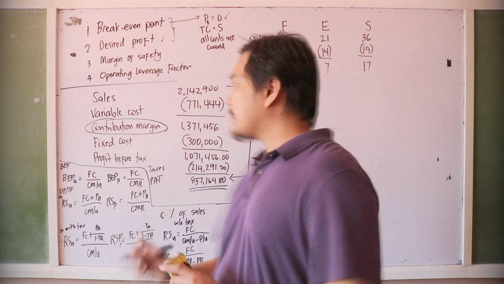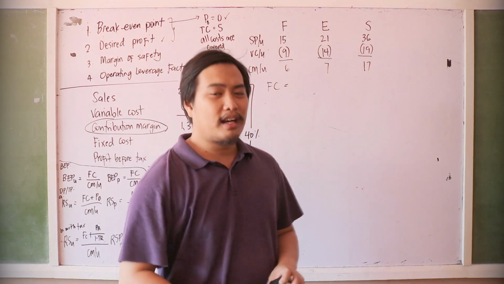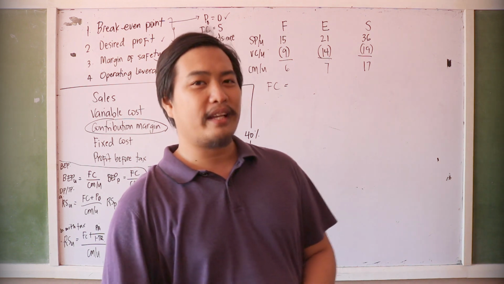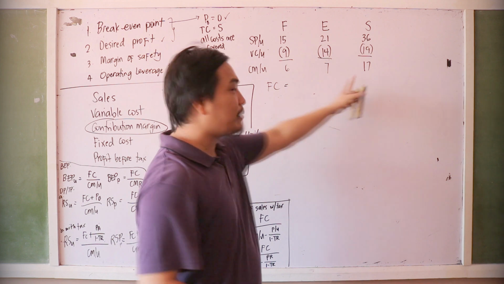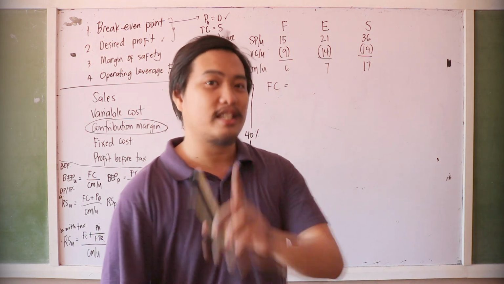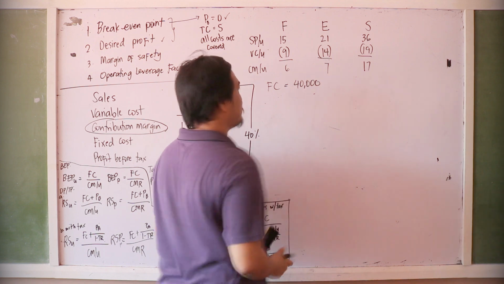Now, let's say na ang kanilang fixed cost, syempre, hindi naman siya magkakaroon ng fixed cost per product. Syempre, ang fixed cost is buong company yan. And since isang company lang naman ang nagbebenta ng mga yan, yung fixed cost ay isa lang. So, let's assume that yung fixed cost is 40,000 pesos.